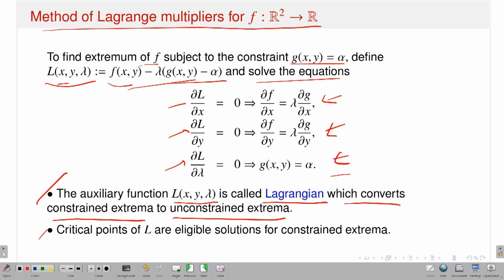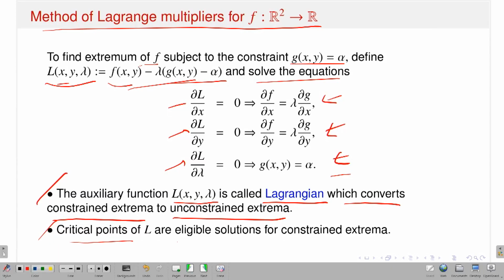So now you have to find the critical points, and you have to see the behavior of the Hessian matrix and conclude whether some kind of extremum will exist at those points or not. Now, critical points of L are eligible solutions for the constrained extrema. That means critical points of L are nothing but the eligible points for the extrema of the constrained problem. So that's how the Lagrange multiplier method works.